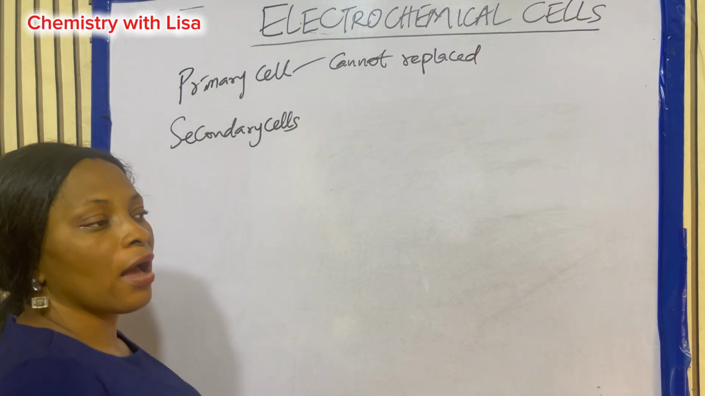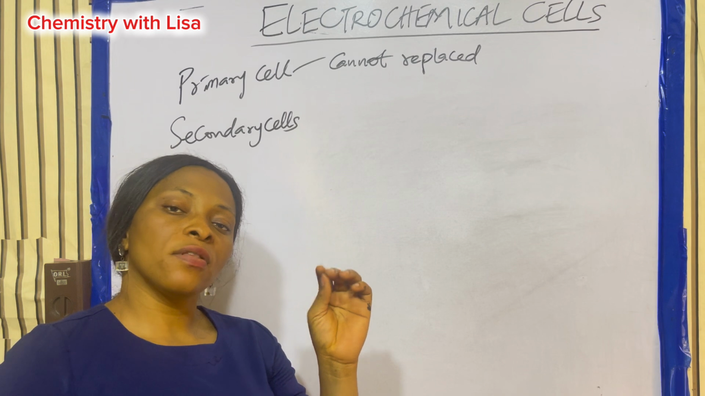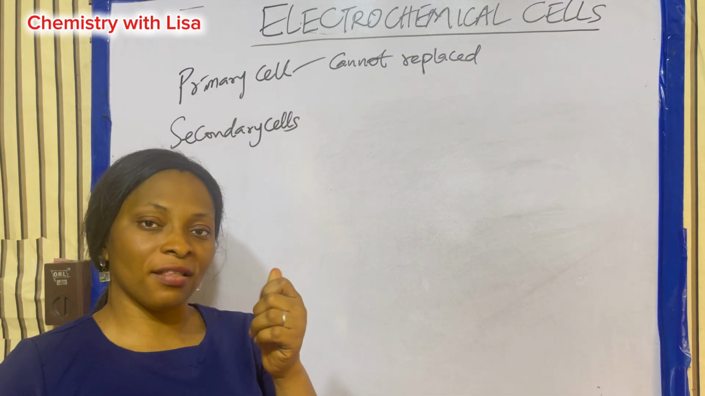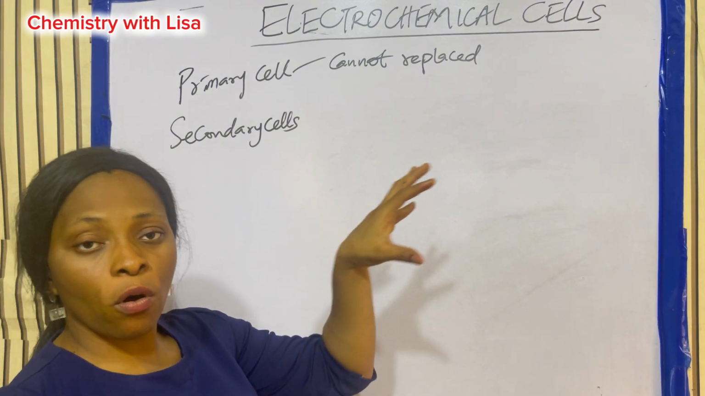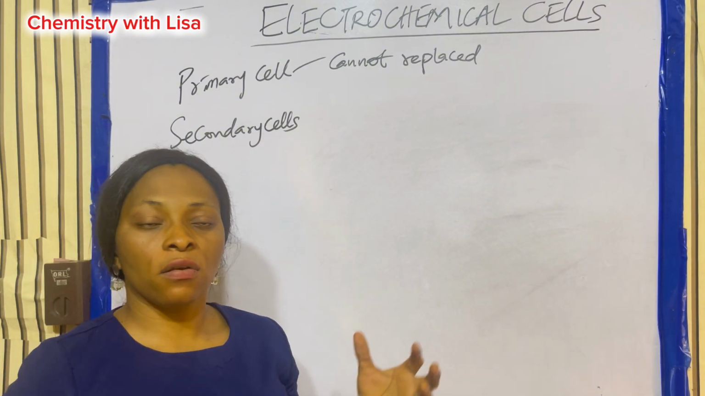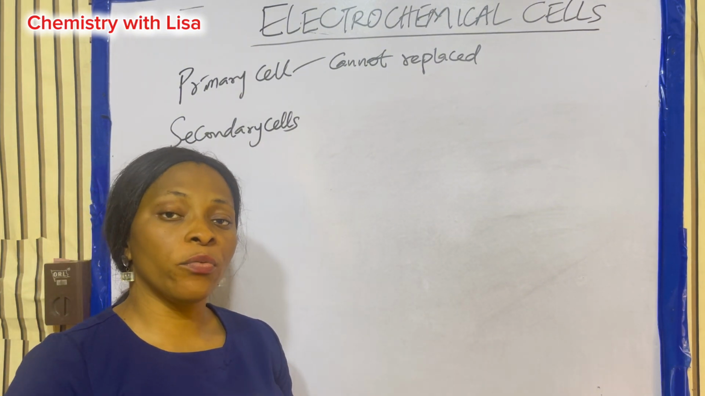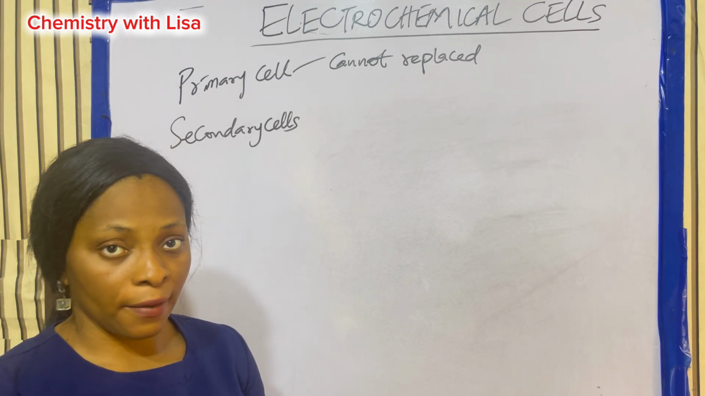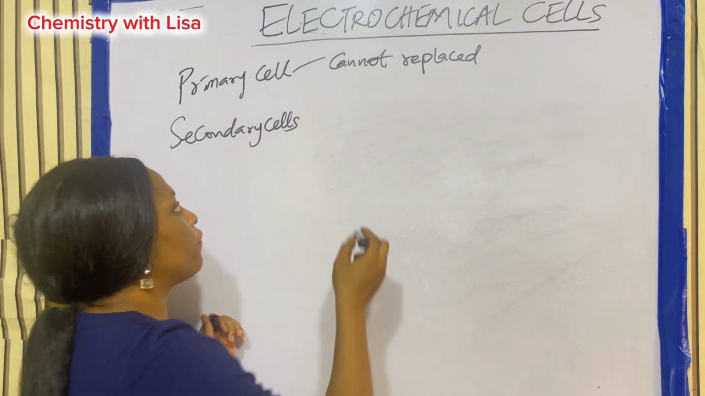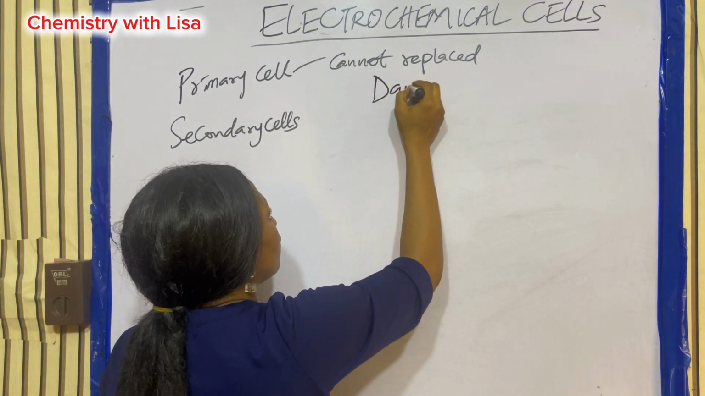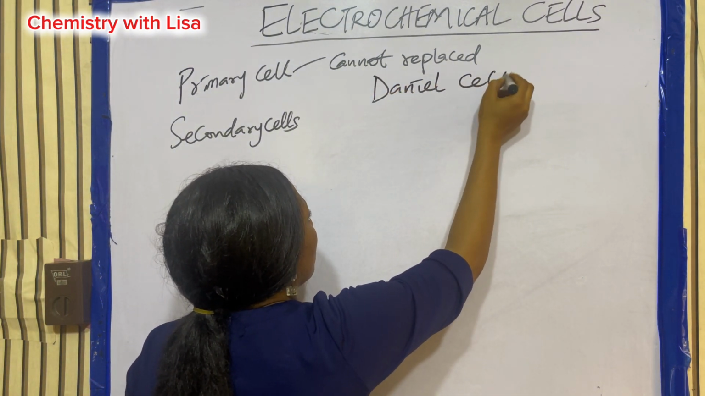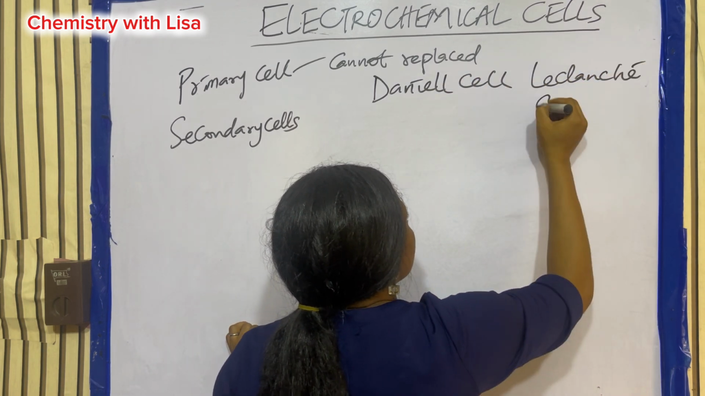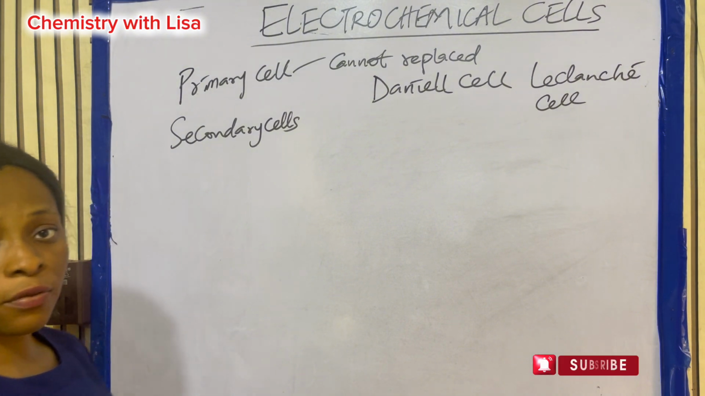Example, you have the battery cells of a torchlight, like all these olden days torchlights, or the battery cells of a wall clock. When it is exhausted, you cannot replace it. You have to remove it and put in a new battery for it to work. Are we together? Other examples are what we refer to as Daniell cell and Leclanche cell. Are we together?